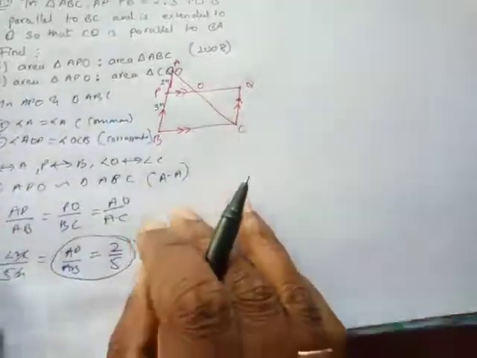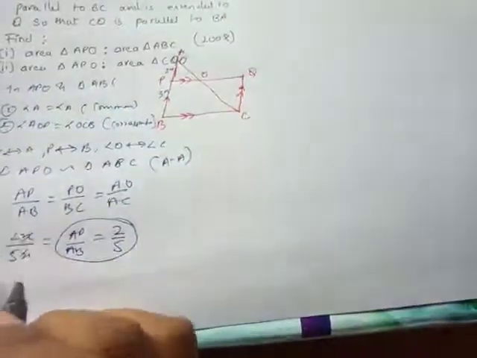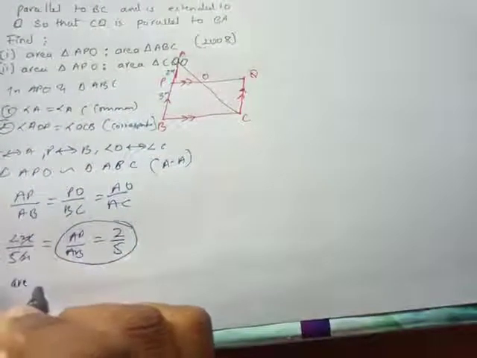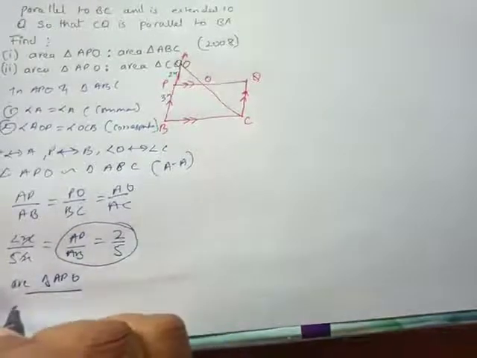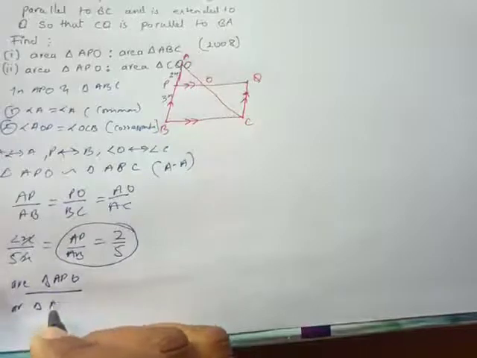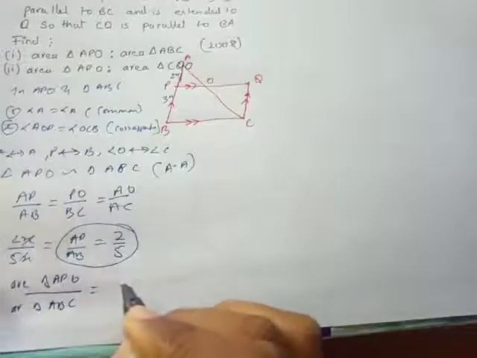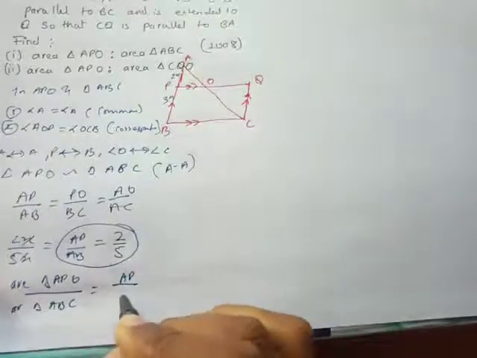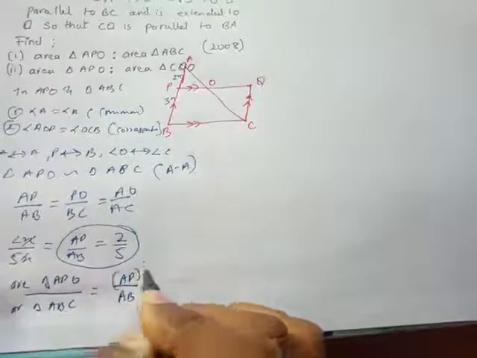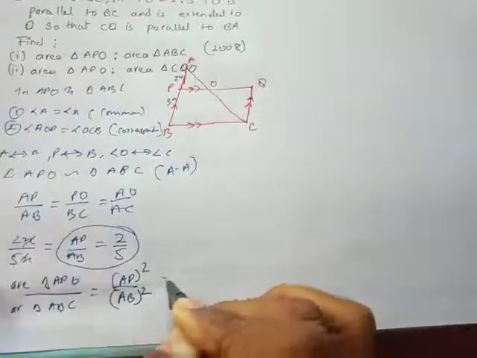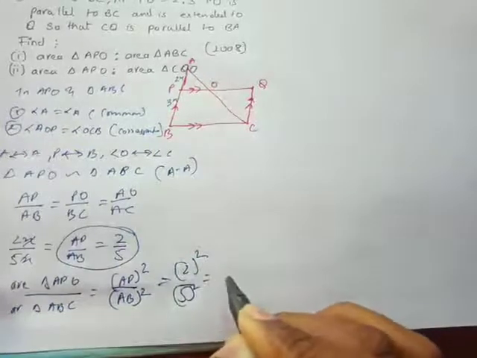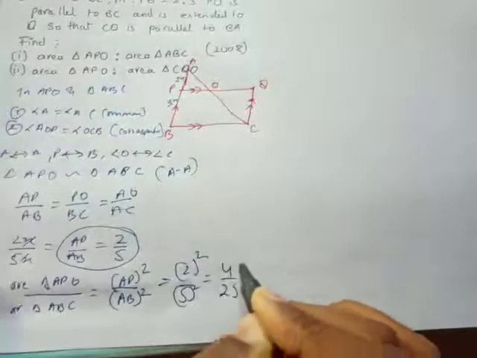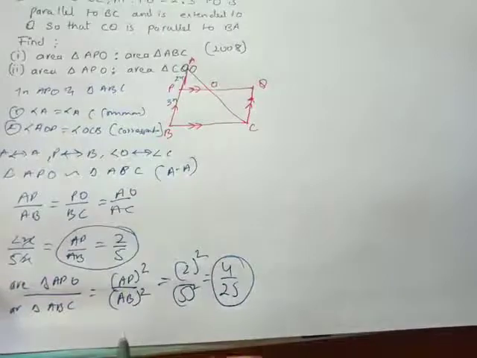Now I'll be finding the ratio of area of triangle APO upon area of triangle ABC, that is equal to, कोई सी भी साइड हो, corresponding side उनका square. So it's going to be 2 का square and 5 का square. That's going to give me 4:25, and this is my answer for the first part.